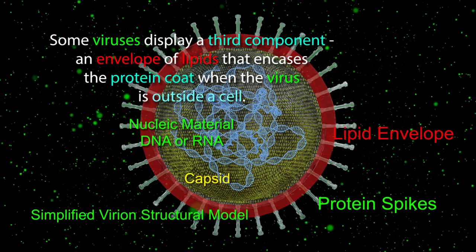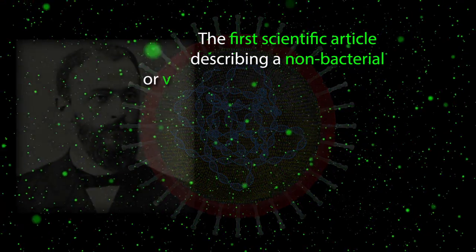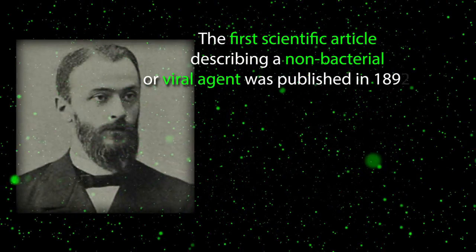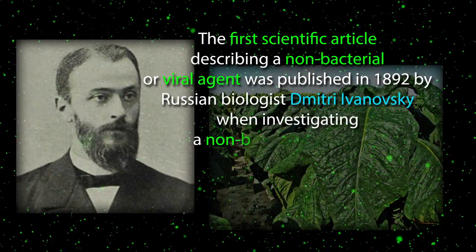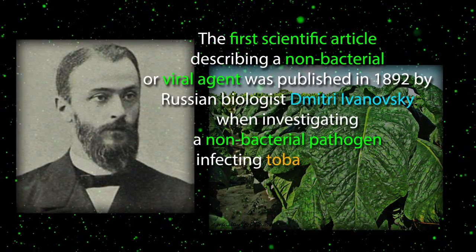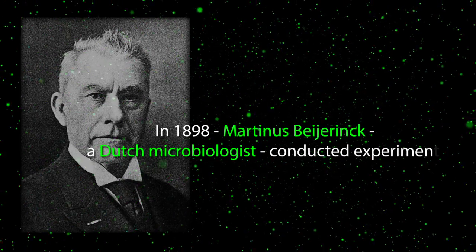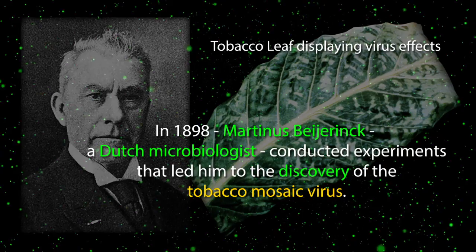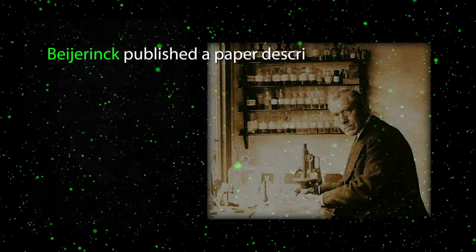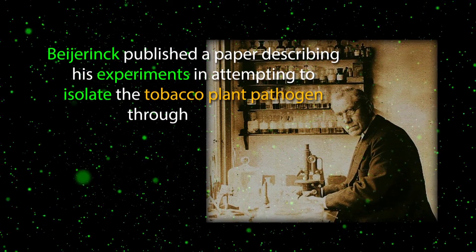The first scientific article describing a non-bacterial or viral agent was published in 1892 by Russian biologist Dmitry Ivanovsky when investigating a non-bacterial pathogen infecting tobacco plants. In 1898, Martinus Beijerinck, a Dutch microbiologist, conducted experiments that led him to the discovery of the tobacco mosaic virus. Beijerinck published a paper describing his experiments in attempting to isolate the tobacco plant pathogen through filtration.